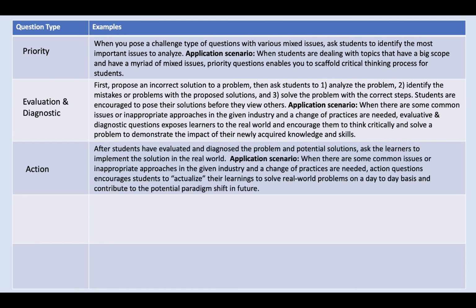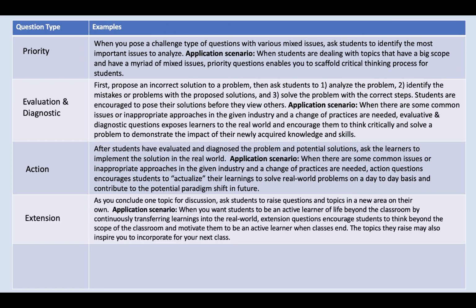Action. After students have evaluated and diagnosed the problem and the potential solutions, ask the learners what they would do in order to implement the solutions in the real world, and that bridges the gap between knowing and doing.